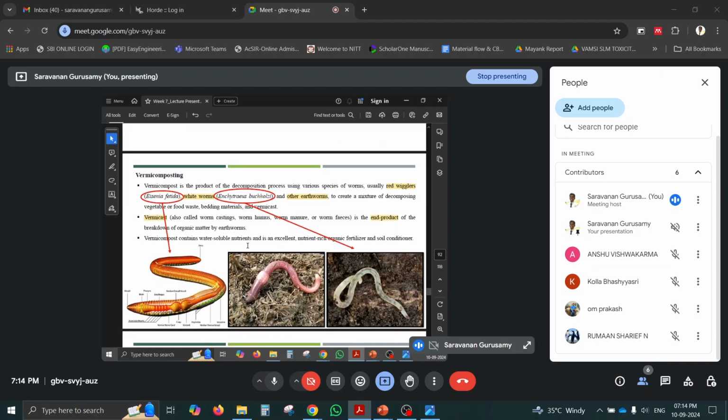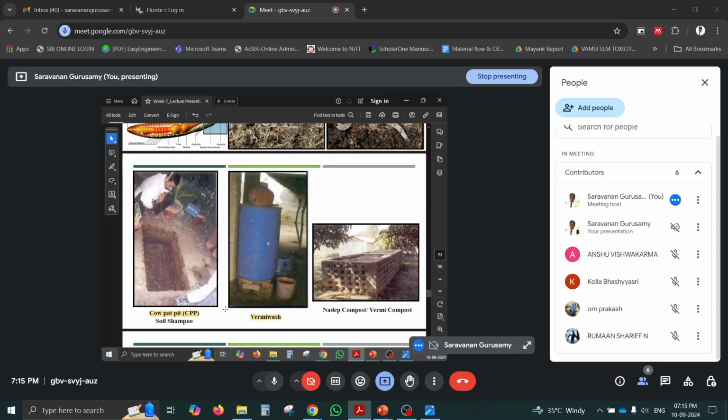You can see the cost of vermicompost will be higher compared to normal compost. Normal compost, as I said, is 10 to 15 rupees per kg, but vermicompost will be around 40 to 50 rupees per kg. So you can create some jobs and you can earn some money by doing vermicomposting. Many agricultural people are doing vermicomposting in their backyard and they are earning some money out of the vermicomposting process.